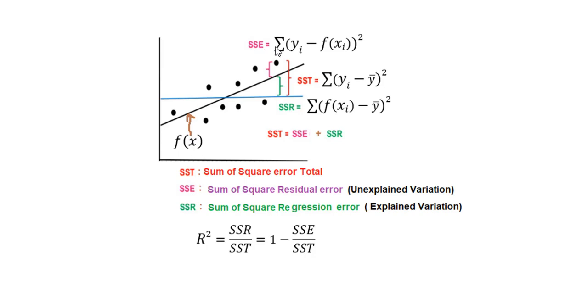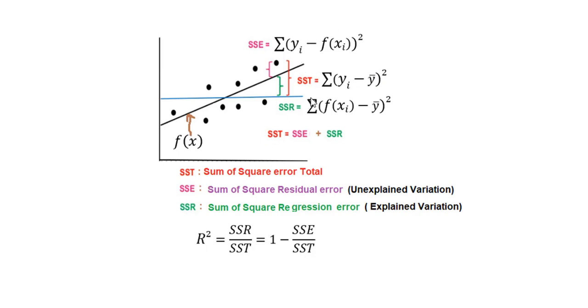SSE equals the sum of yi minus f of xi, squared. f of xi is the regression equation we got from different methods. SSR equals the sum of f of xi minus y bar, that's the mean of the original values. Then you square, and you will get the SSR. SST is the sum of yi minus y bar, squared.